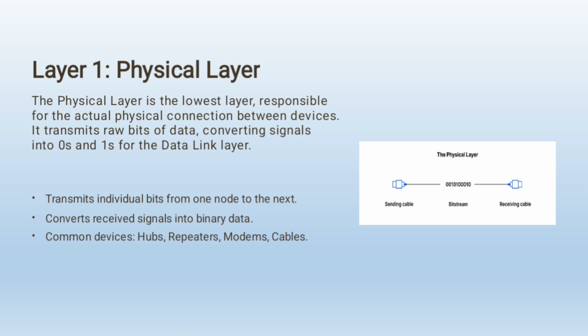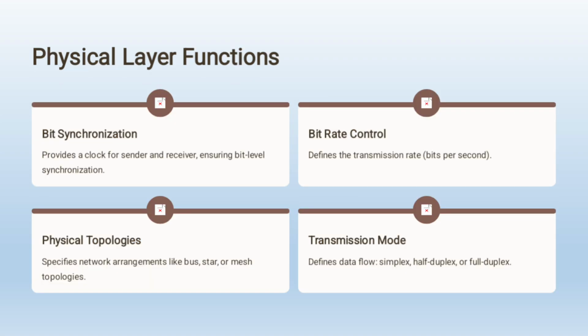Next one, representation of bits. The physical layer data consists of a stream of bits, a sequence of zeros and ones without any interpretation. Next one, data rate. The number of bits sent each second is also defined by the physical layer. Next, synchronization of bits. The sender and receiver must be synchronized at the bit level.